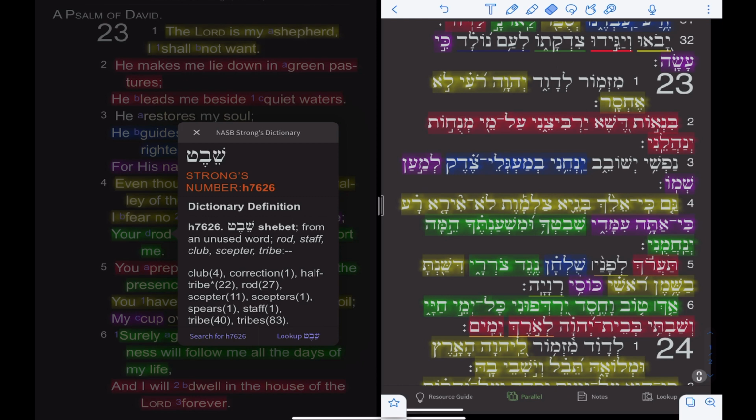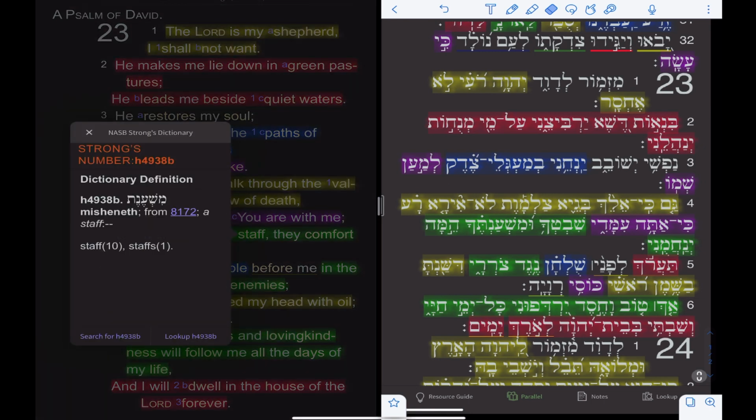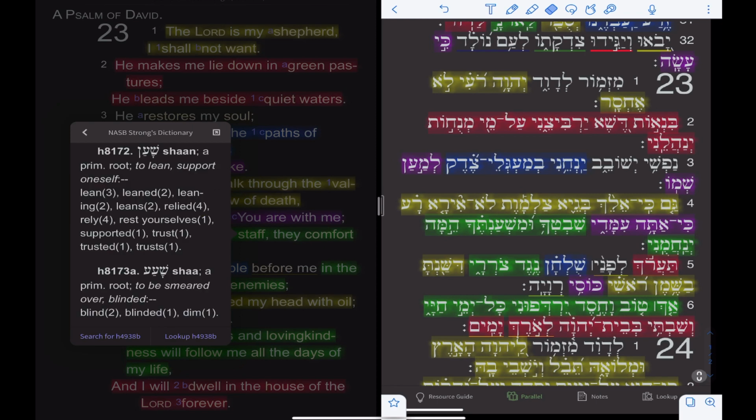So Shabbat is the shoresh here. Shabbat. And then the kaf affixed to Shabbat is your. So kaf as a suffix makes it your rod. So shivtecha. Shivtecha umishanatecha. Mishanatecha is your staff. So a staff is, as you can see, mishanet, and it comes from 8172 in the Strongs, sha'an, to lean or to support.